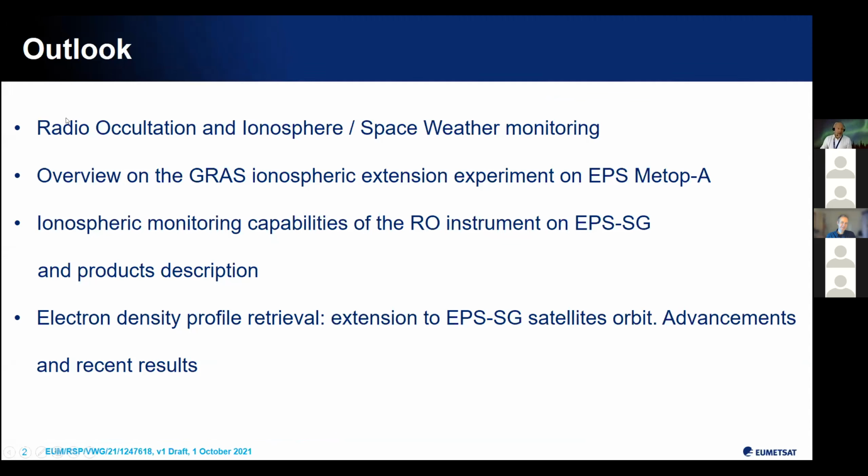Our talk will start by discussing how we can use radio occultation data for ionosphere and space weather monitoring. We will provide you an overview of the GRAS ionospheric extension experiment that was recently run on board the METOP-A satellite of the EPS system. We will show you the ionospheric monitoring capabilities of the new radio occultation instrument on board EPS second generation, and give some hints on the product descriptions. Finally, we will discuss some advancements and recent results regarding the electron density profile retrieval.